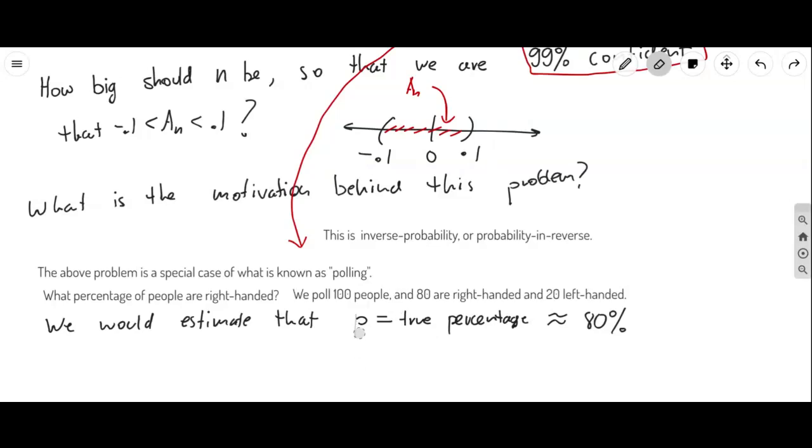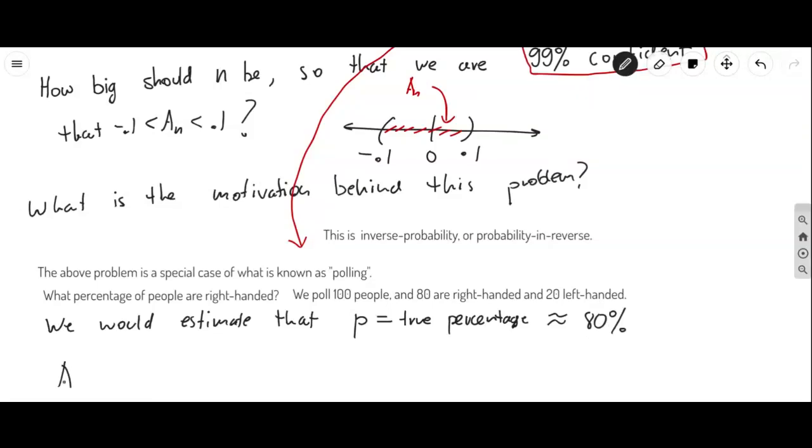Now, the most plausible conclusion is just to take the ratio of the numbers, and that's how you get 80%. But the problem is there's a lot of uncertainty. Like, we understand it could be 80%, but let's say we make a margin of error. Here we're using 10%, but let's say we use 2% margin of error.